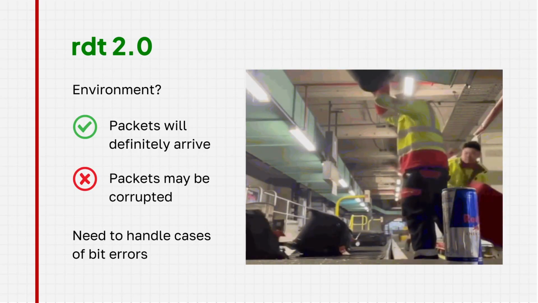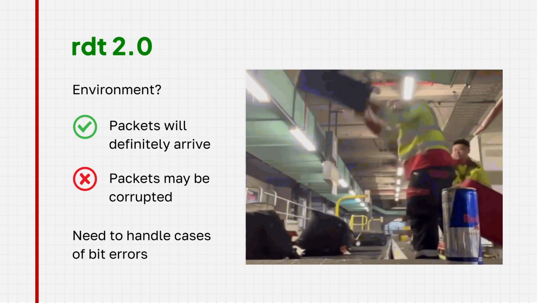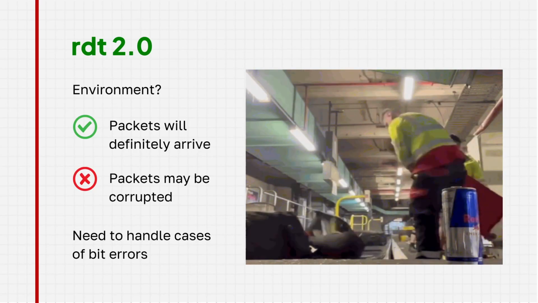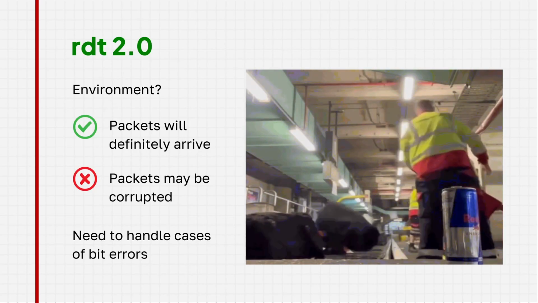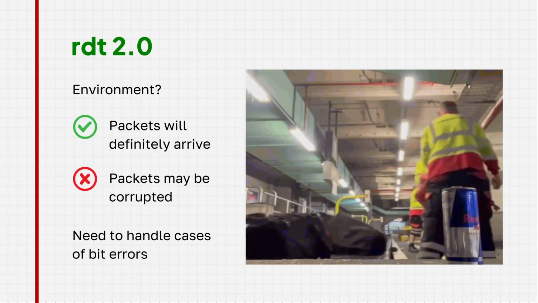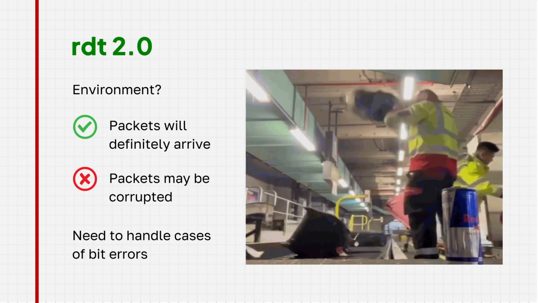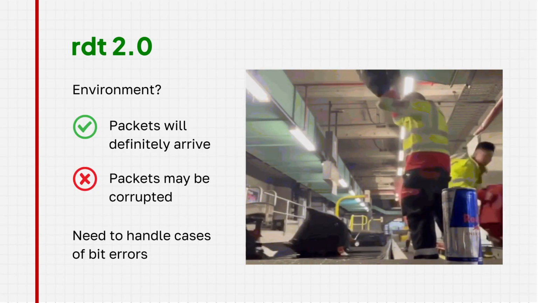Checksum. Okay, there's a checksum. The checksum is done on the receiver side to check if the data itself is correctly received or not. Then what does the receiver do if the data is correct or if the data is wrong?